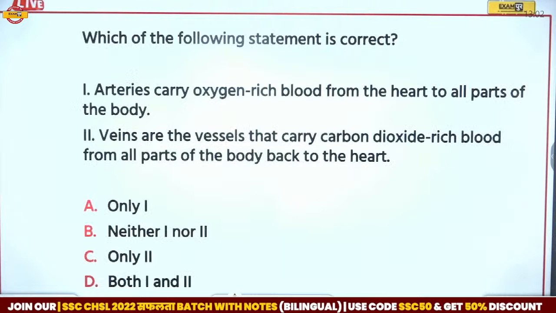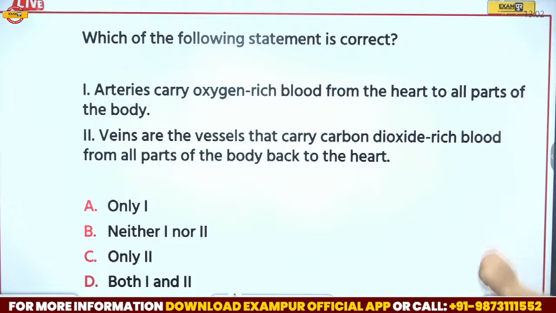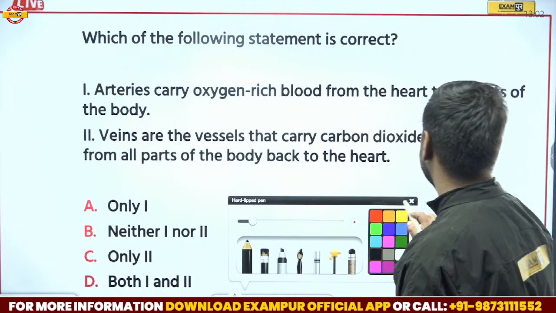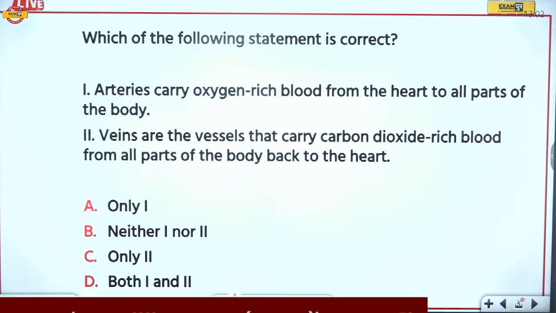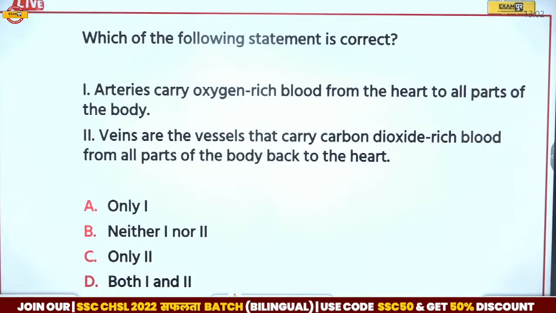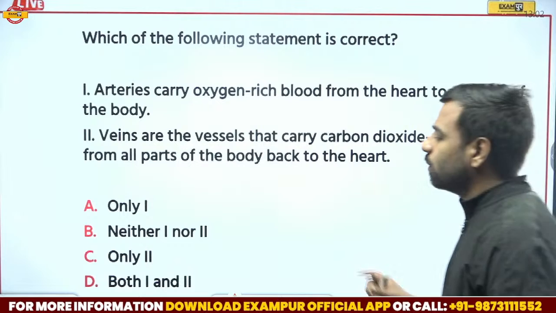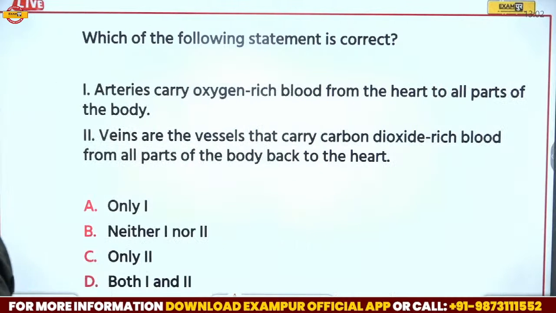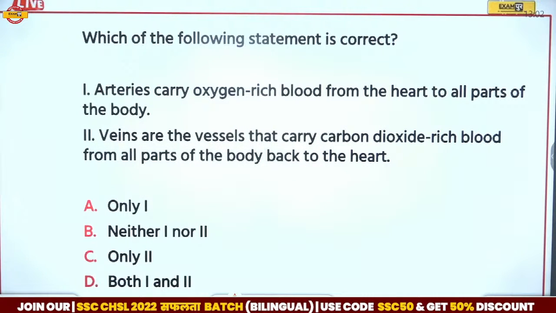Next we have: which of the following statements is correct? We have two statements. The first statement is, arteries carry oxygen-rich blood from the heart to all the parts of the body. And the second is, veins are the vessels that carry carbon dioxide-rich blood from all the parts of the body back to the heart. Now what do you think? Which one will be the correct option? Waiting for the answer, please. What is the correct answer for this?